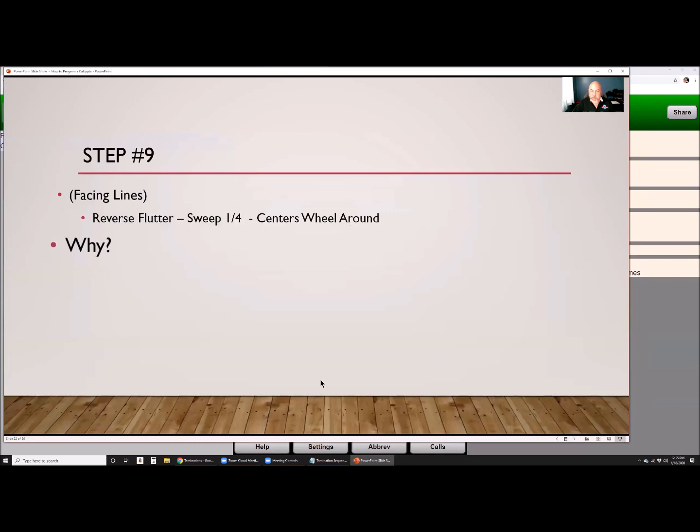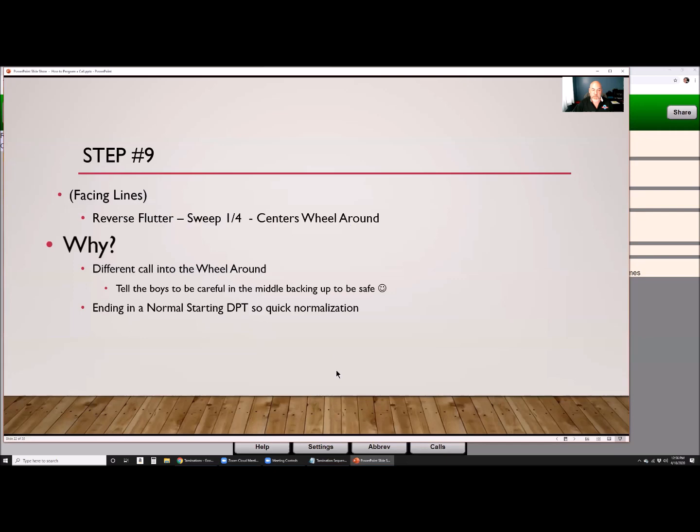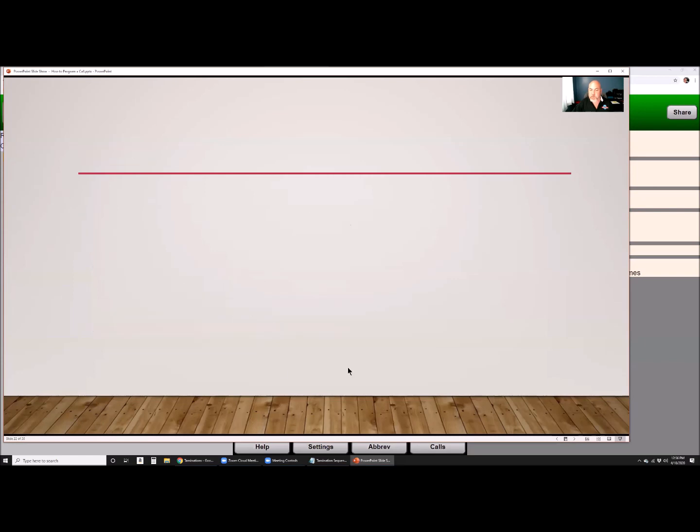Again, why am I doing it that way? It's a different call into a wheel around than we've been doing. So I switch it up to a sweep a quarter instead of the walking straight across or the Ferris wheel or the wheeling deal. So it's different, but that feels about the same. Again, tell the boys to be careful. Ending in a normal starting double pass through. And we are leaving the boy and girl arrangement alone still.